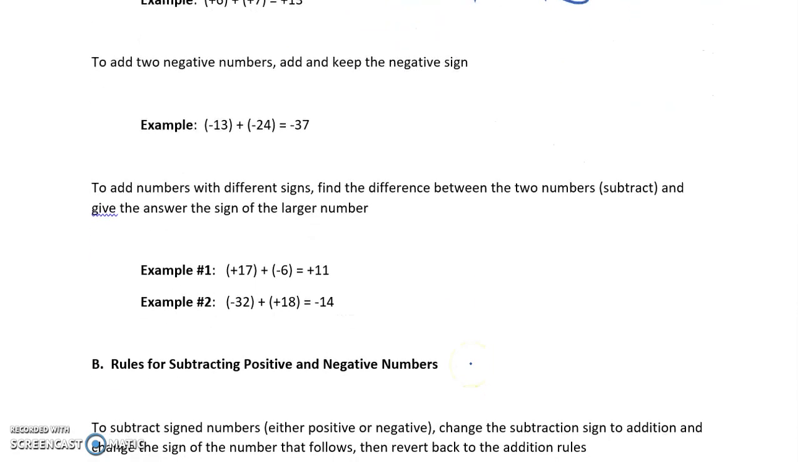If we've got two negative numbers, when we're adding, we add and we keep the negative sign. So in this case here, if I have negative 13, plus minus becomes a minus. And when I work that out, that will give me negative 37. Remember, we're doing this without calculators.